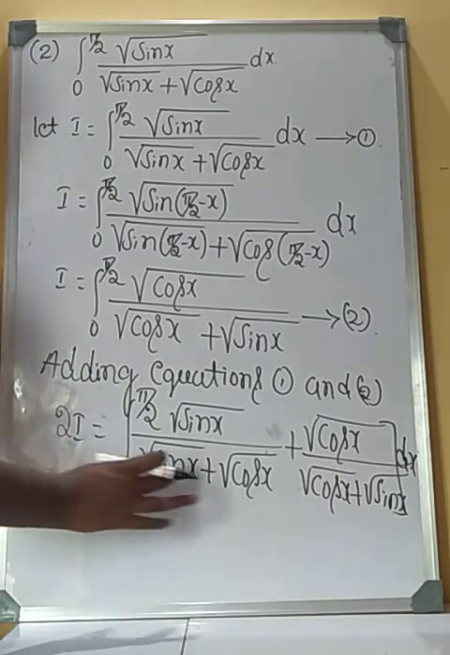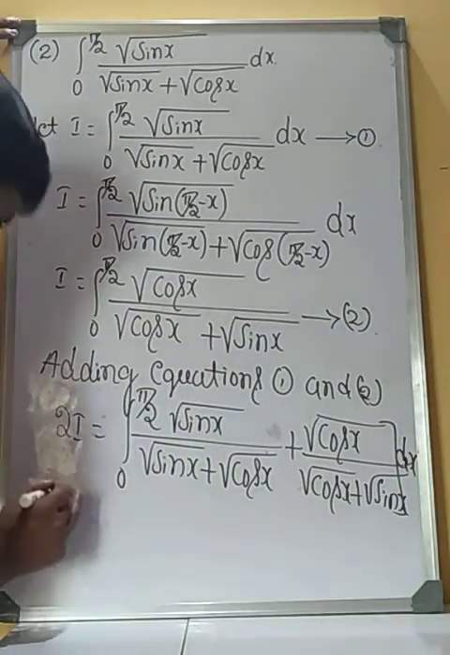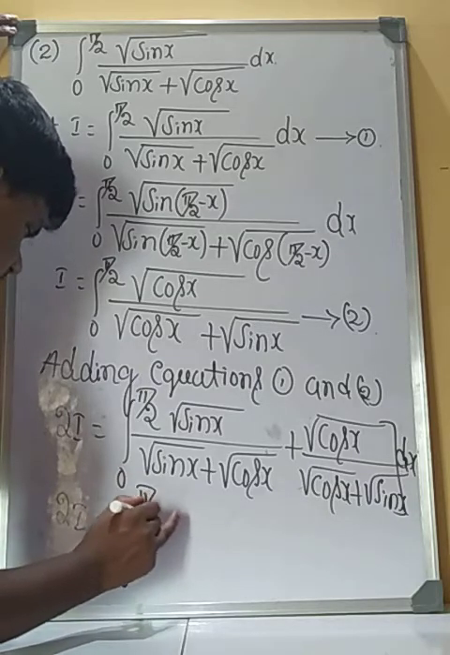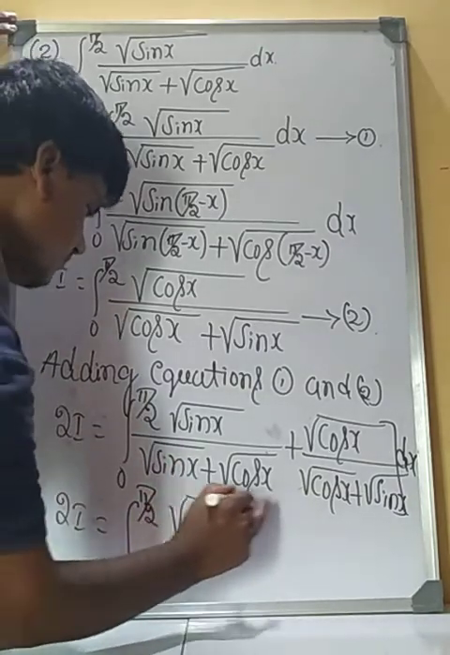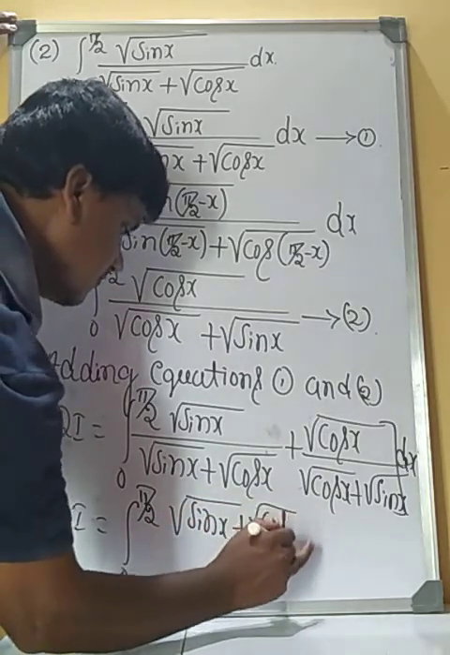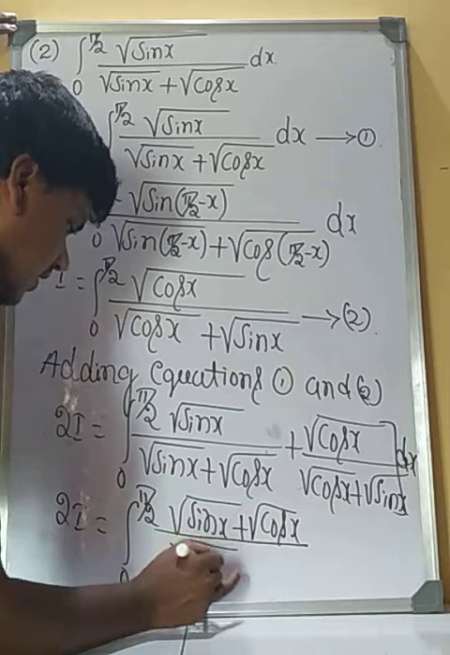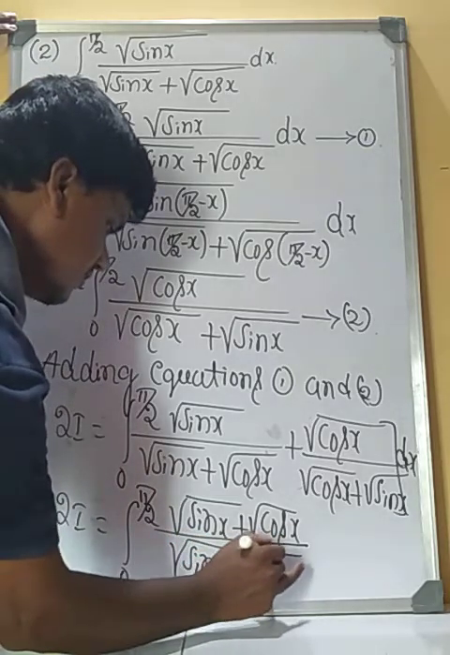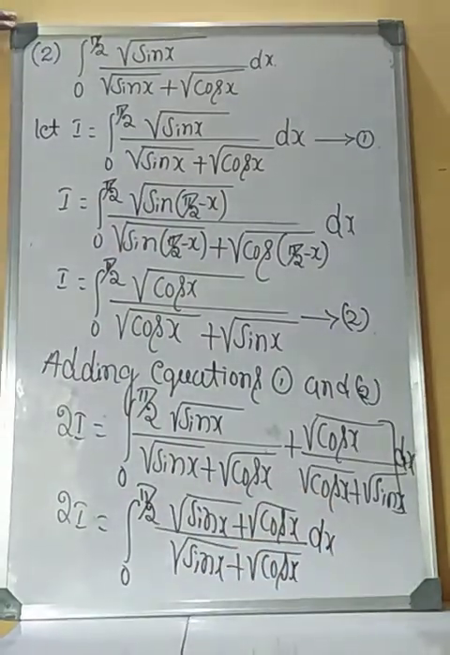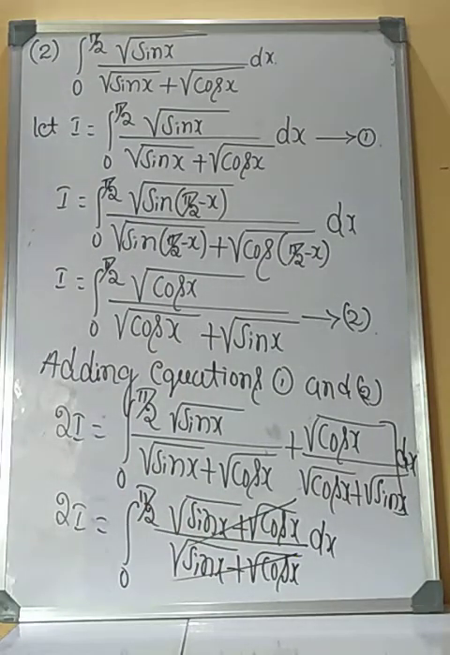Here also denominators are equal, so add numerators. Therefore 2I is equal to the integral from 0 to pi by 2 of square root of sin x plus square root of cos x, divided by square root of sin x plus square root of cos x, into dx. Numerator and denominator are the same, so they get cancelled.